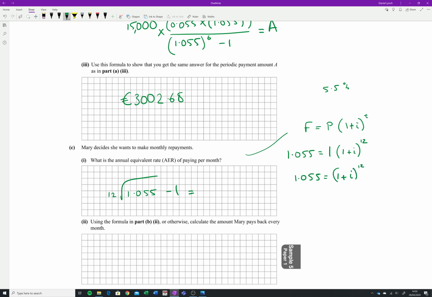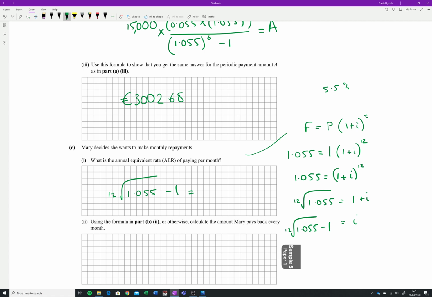1 times it is just itself, and now you get the 12th root of both sides. And there you have it. i is equal to the 12th root of 1.055 less 1. Now I just got you to do that quickly because it's a fast way to do it. But if they are looking for something more substantial, if they are looking for you to derive it, make sure that is what you're doing.